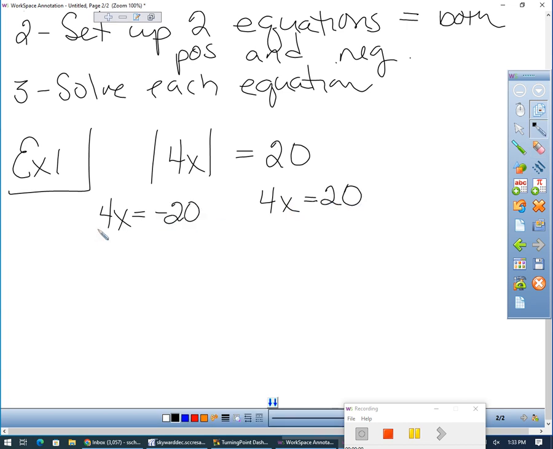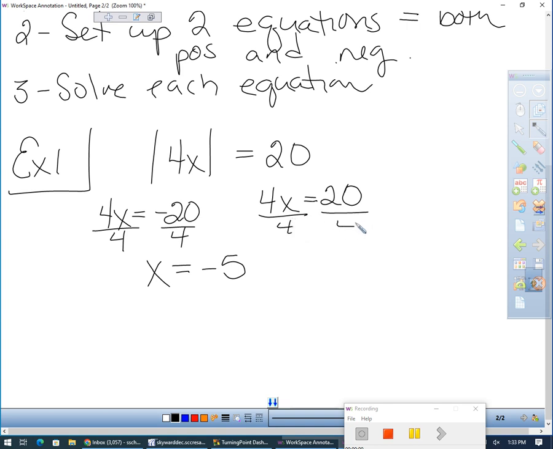All right, so here I'm going to solve by dividing both sides by 4. So my first solution is x equals negative 5. Then dividing both sides by 4, my second solution is x equals positive 5. All right, and if I were to take both of those and plug them back in, negative 5, if I put it in here, I get negative 20. But the absolute value of negative 20 is positive 20. Same thing here. If I put 20, absolute value of 20 is still 20. Okay?